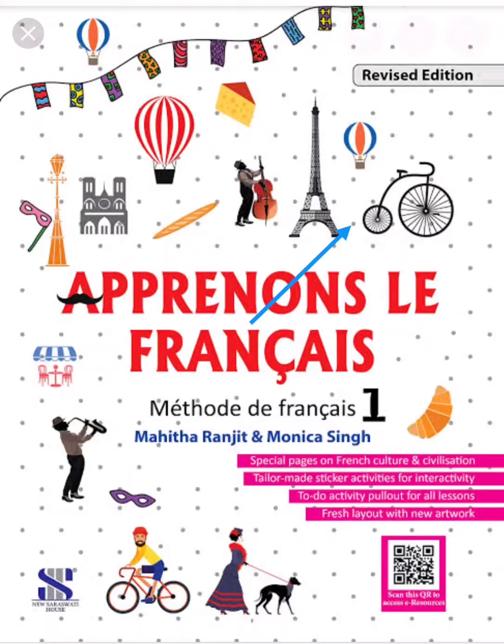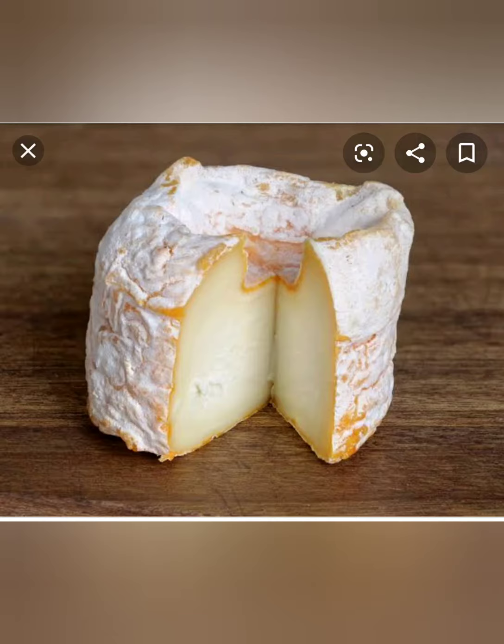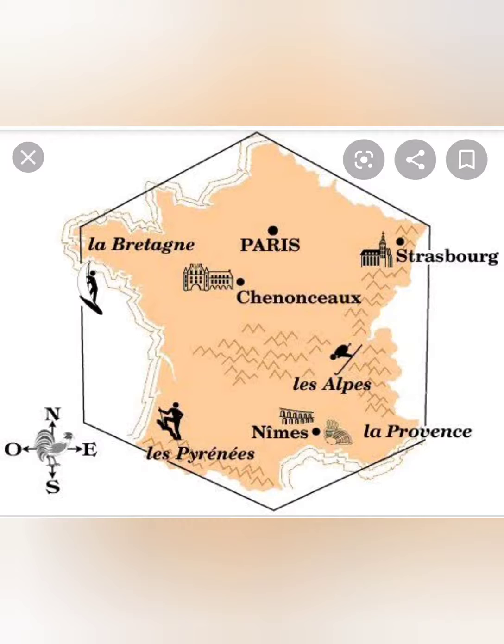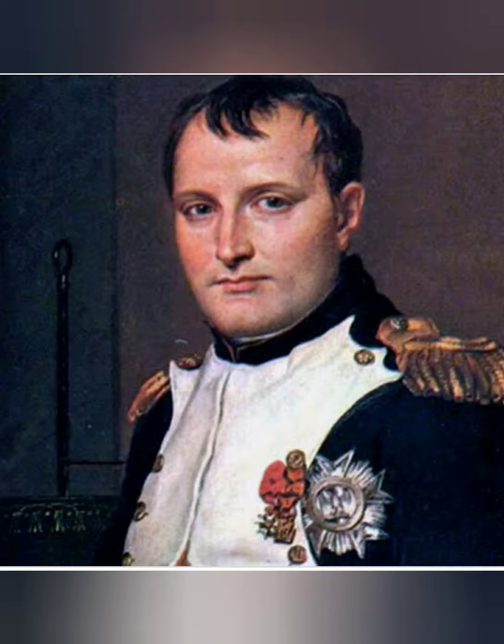The first picture is of, this is cheese. In French it is known as fromage. Next picture is, everyone, it's a shape of France, le hexagon. Next picture, he was the emperor of France, Napoleon Bonaparte.